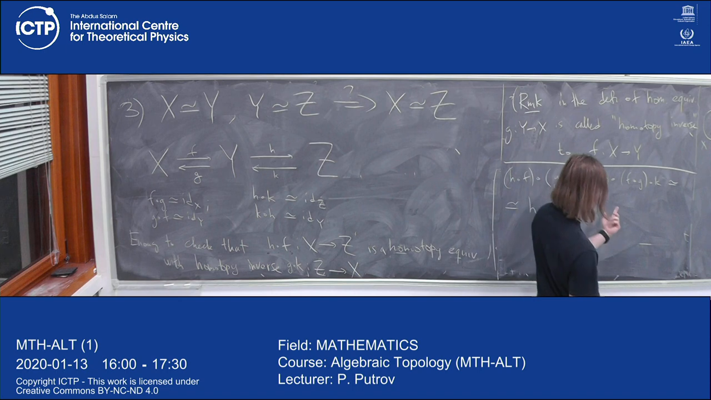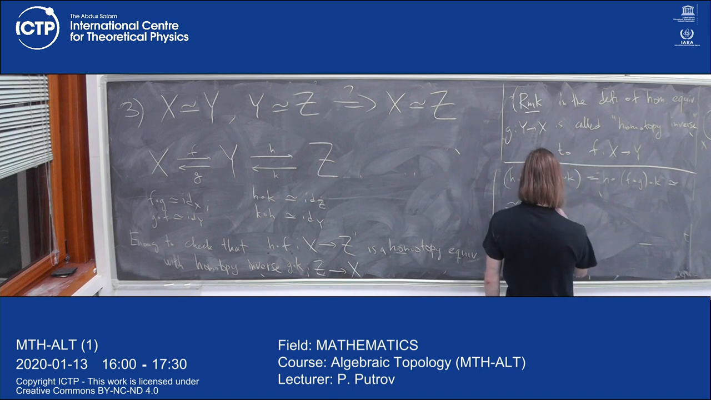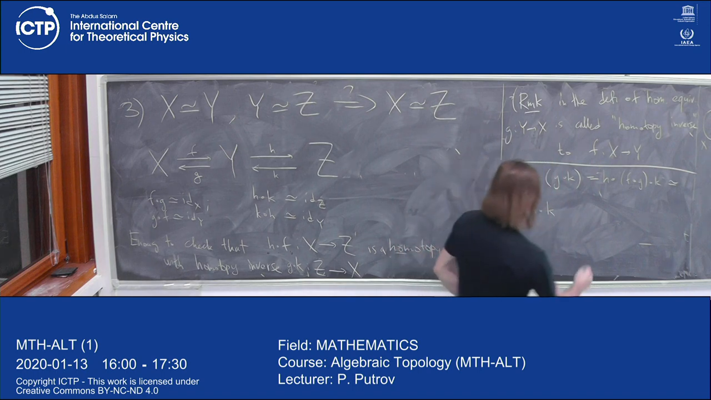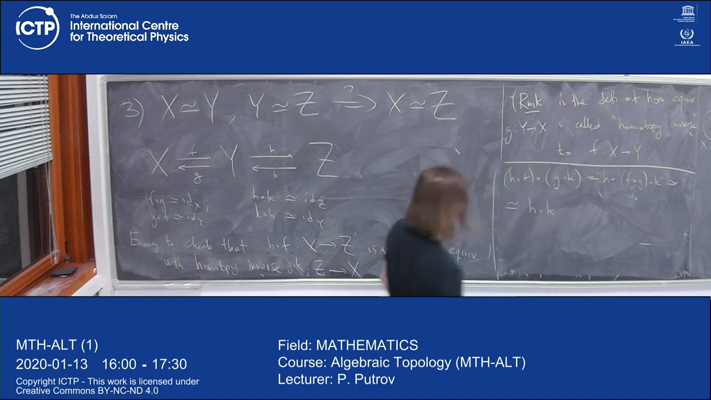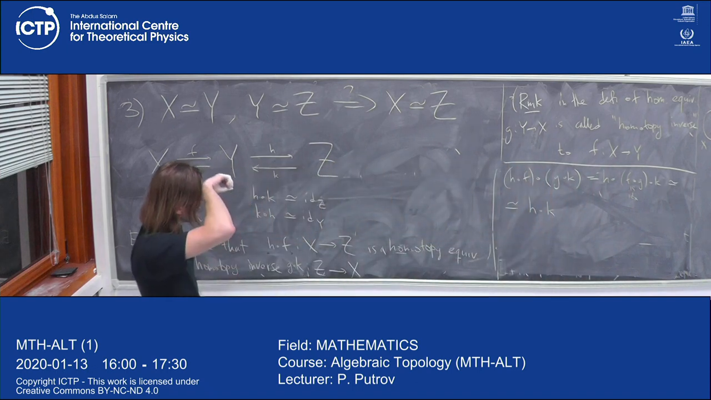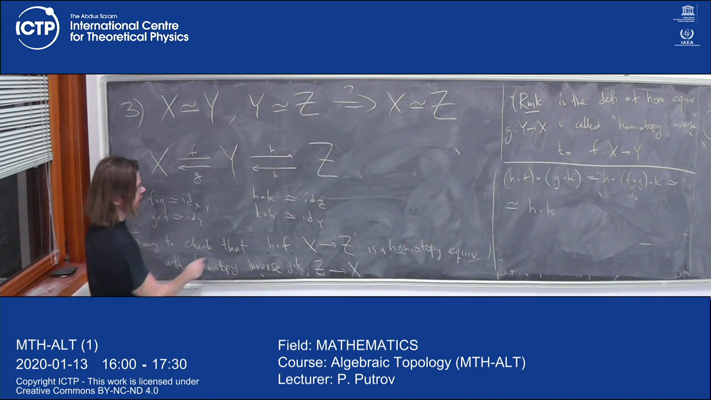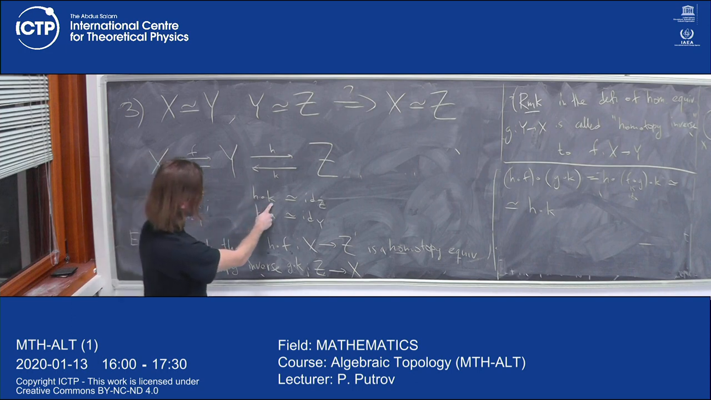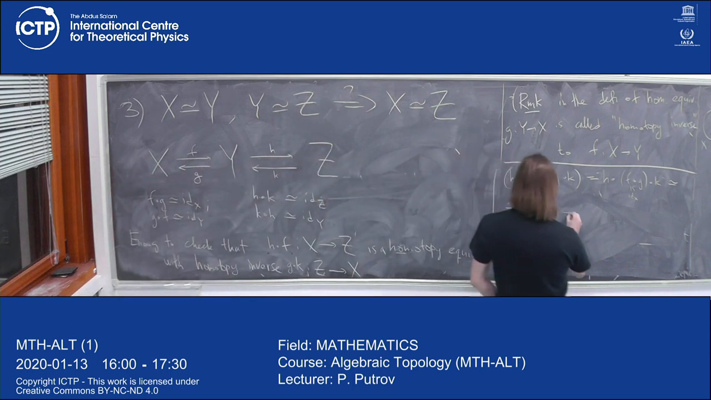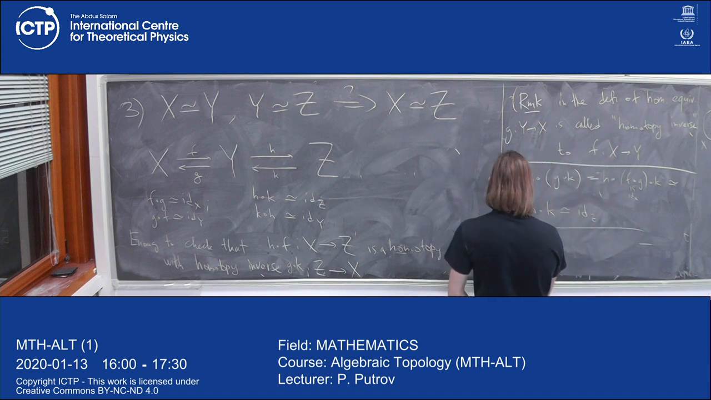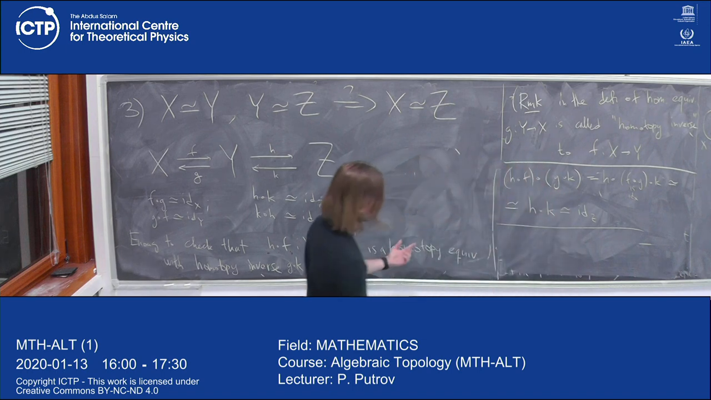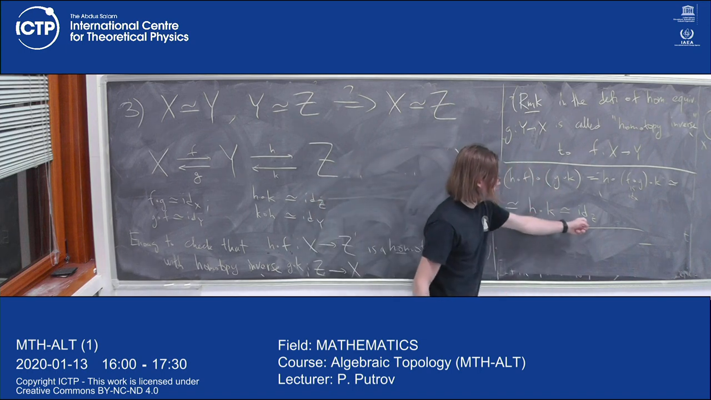And we also know that the composition of homotopic functions is homotopic. So this is just homotopic, because this is homotopic to identity on X. This becomes just homotopic to H, the composition of H and K. And we know that this is homotopic to identity on Z. Good.